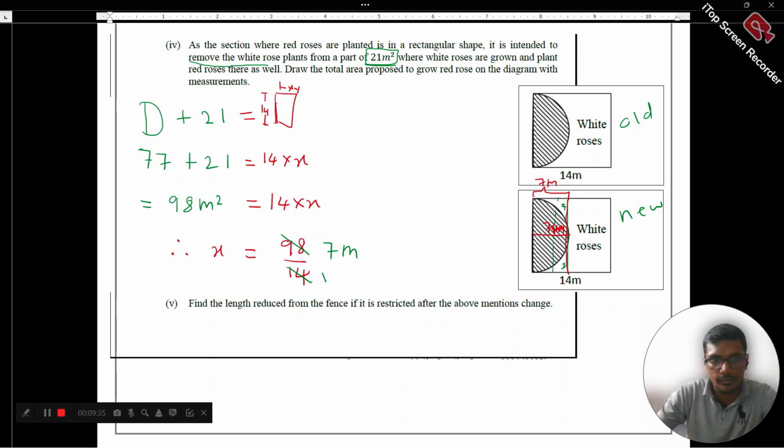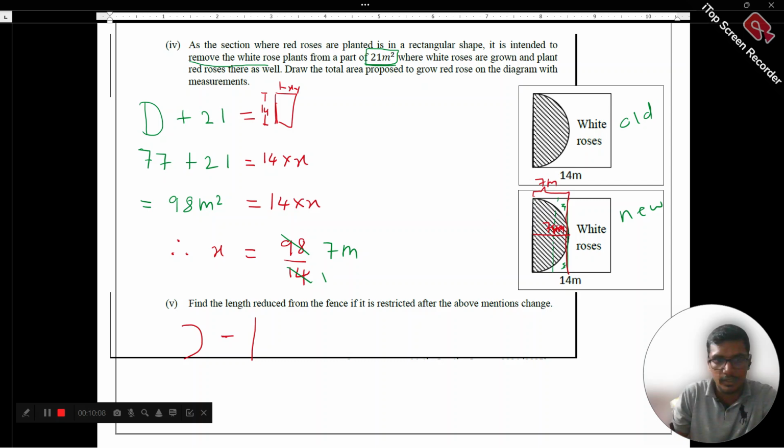Then find the length reduced from the fence if it is restricted after the above mentioned change. Length reduced means we want to find the reduction in the length. Earlier, it was a curve. This is the old one. Now it changed to a straight line. So we should find the difference.